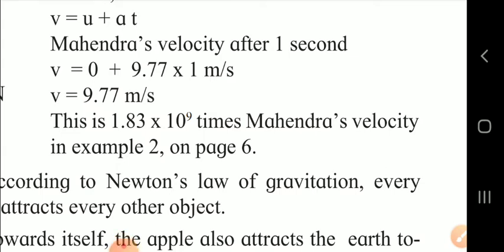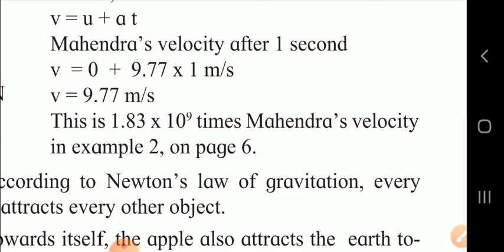If the earth attracts an apple towards itself, the apple also attracts the earth towards itself with the same force. Then we can see why the apple falls toward the earth, but the earth never moves toward the apple. In the same way, the gravitational force due to the earth also acts on the moon, because of which it revolves around the earth.